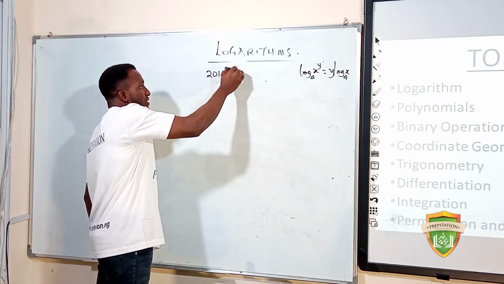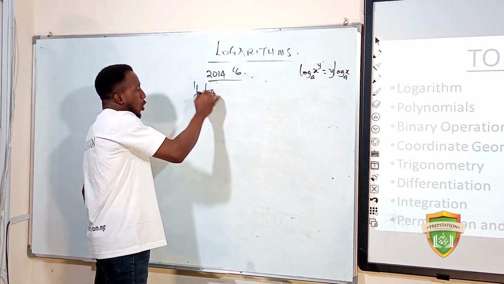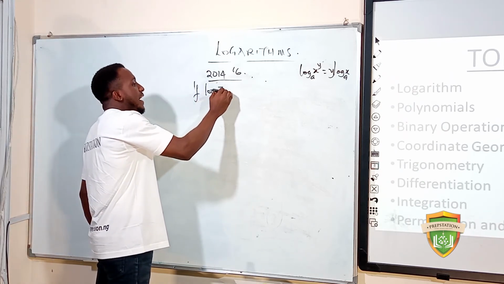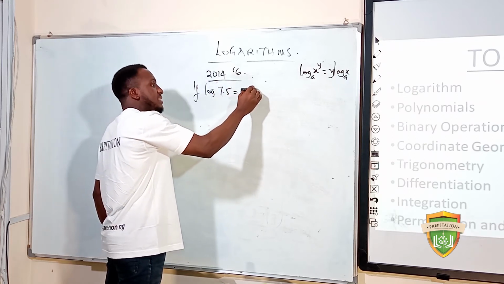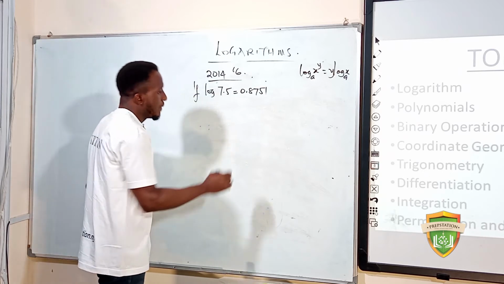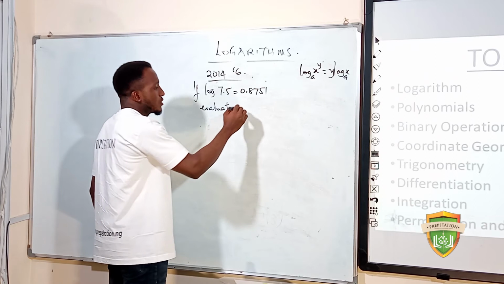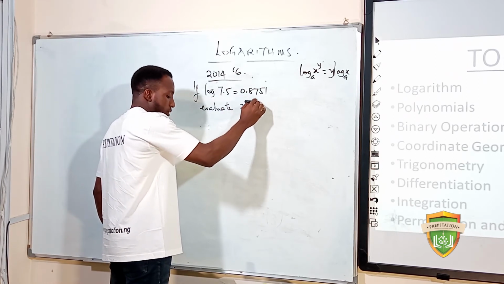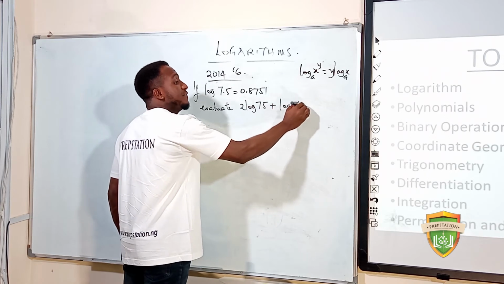2014, number 6. It says if log 7.5 equals 0.8751, evaluate 2 log 75 plus log 750.